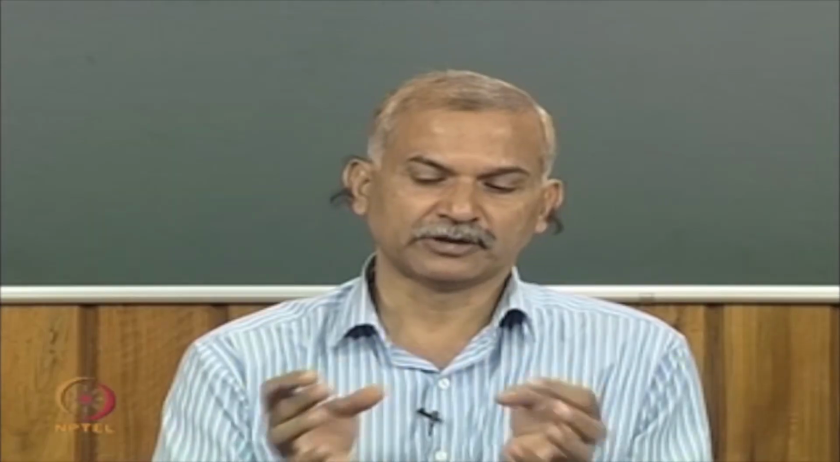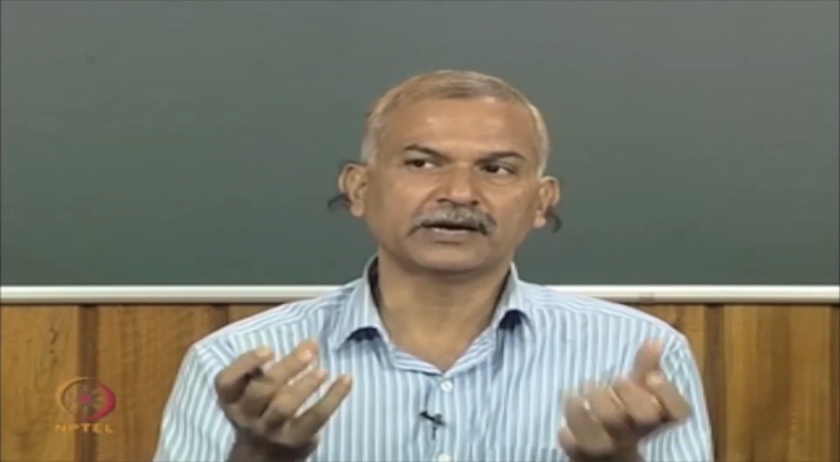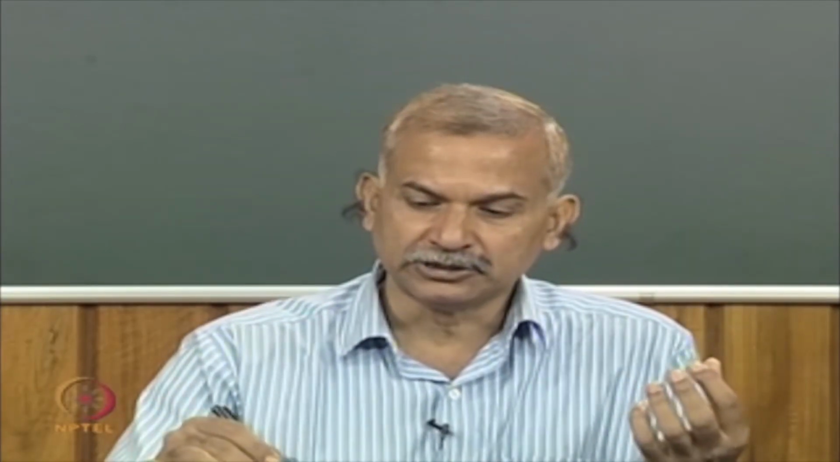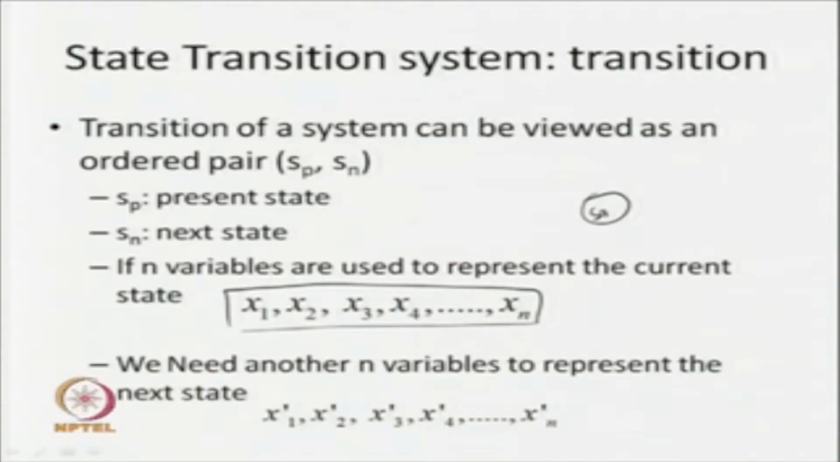The evaluation of these state variables gives me the current state. Now, when I have a transition from the present state SP to the next state, we also have to represent this next state, where we go after making this transition. This next state will again be represented with the help of n state variables, because n state variables are required to represent the present state.